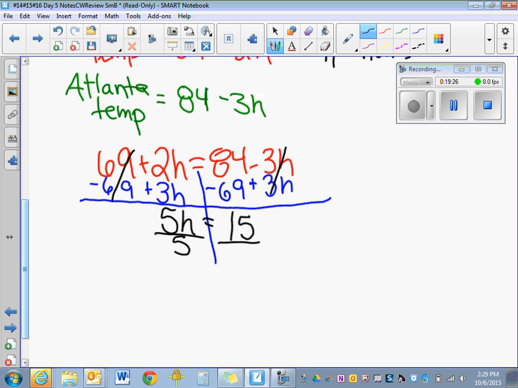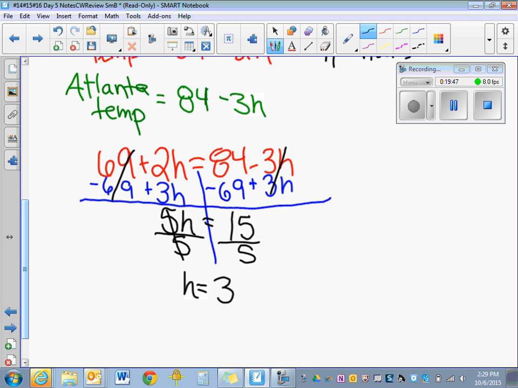What's 5 divided by 5? 1. Yes, 5 divided by 5 is 1. But 1h is the same thing as just h, and 15 divided by 5 is 3. So h equals 3.